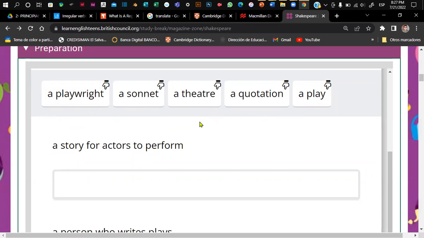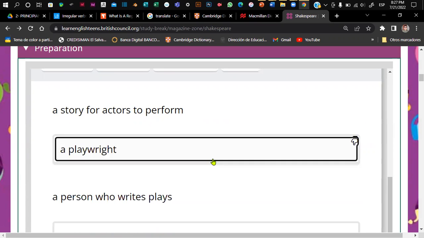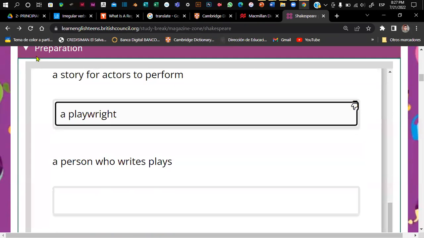In your opinion, a story for actors to perform says a playwright. For me, yes. Okay, no problem. I can place it there. Lo puedo poner ahí. Okay. Next, let me see.